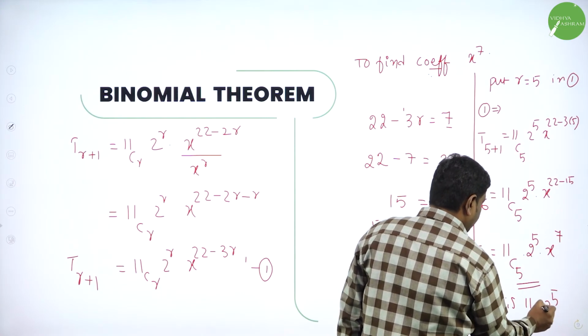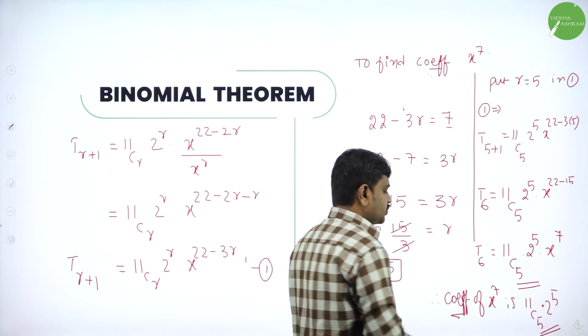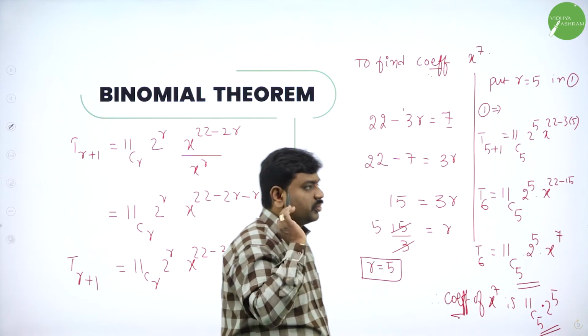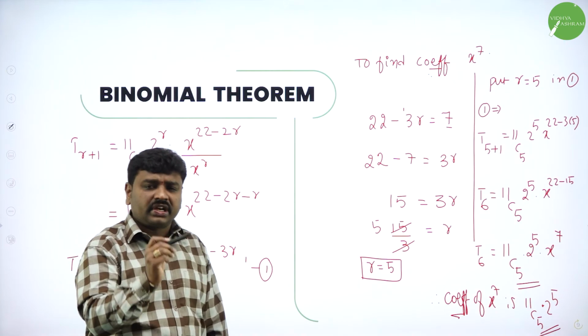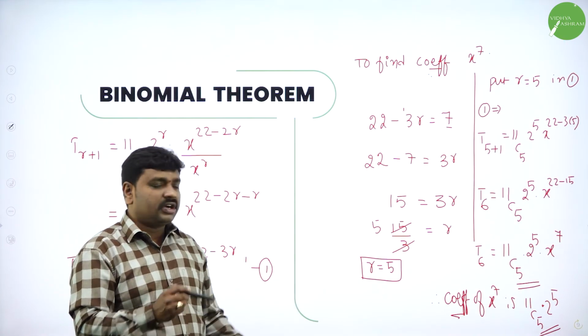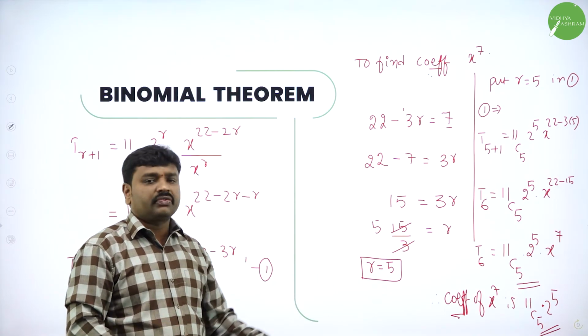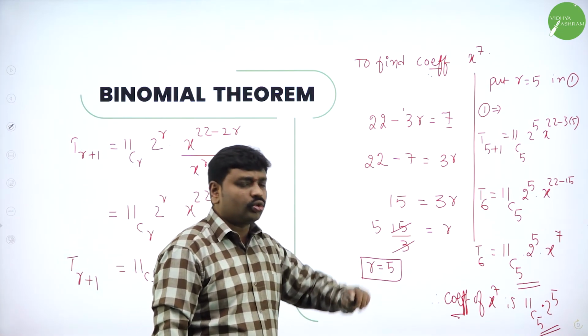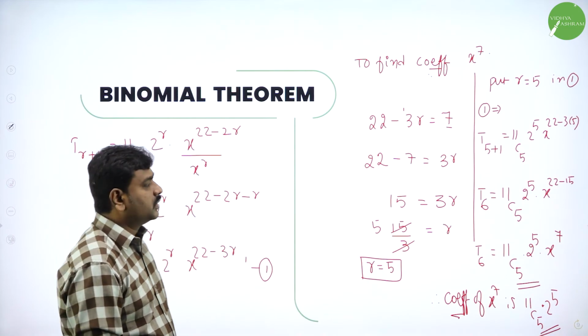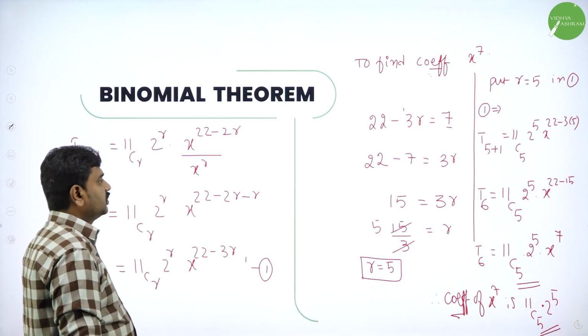If you want, you can simplify. 2 power 5 is 32. 11C5 you can expand or leave it. 11C5 into 2 power 5, write that for marks. Or you can also find the value of 11C5. What is 11C5? 11 into 10 into 9 into 8 into 7, 5 terms in numerator, denominator 5 to 1, and 2 power 5 is 32. You can simplify using a calculator or you can leave 11C5 into 2 power 5 for marks. If you leave it there, it will be better.